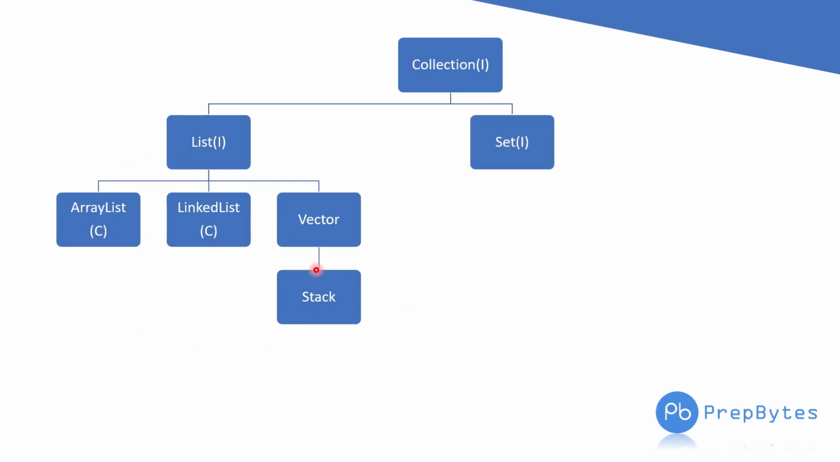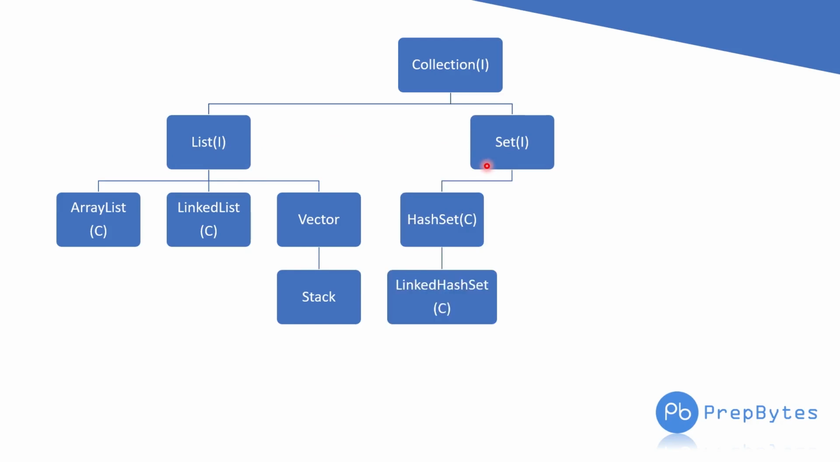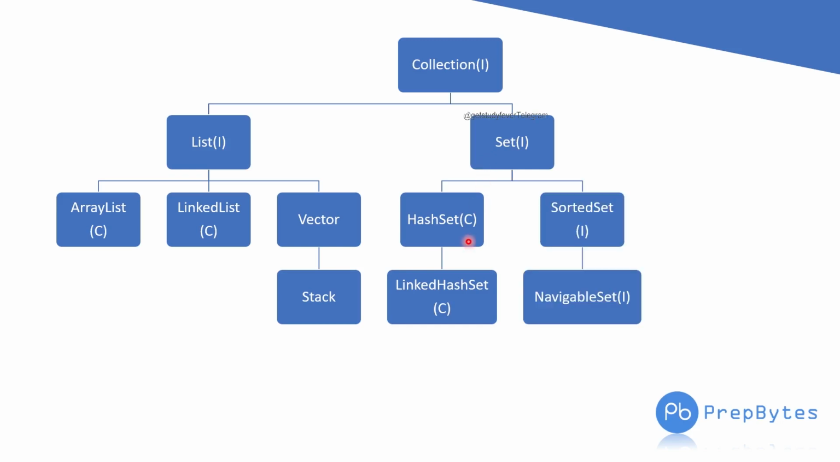Then we have seen set interface. What is the difference between list interface and set interface? HashSet, that is the implementation class of set interface. LinkedHashSet, that is the implementation class of set interface and a child class of HashSet. Then we have seen SortedSet and NavigableSet. These two are interfaces, the child interfaces of set, and TreeSet is nothing but the implementation class of NavigableSet and the SortedSet.